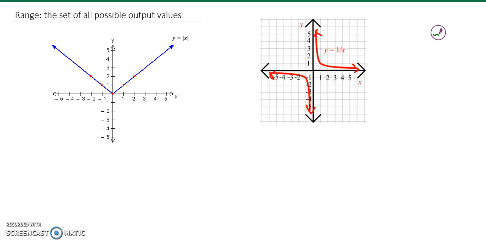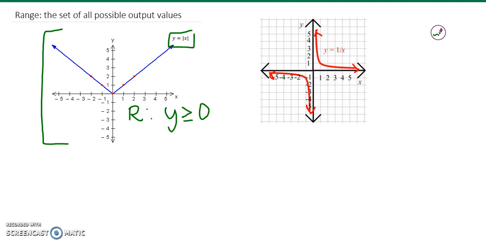In this video, we will look at the range, the set of all possible output values of a function, except we will relate the graph to the equation. In the first example, here, we have y equals the absolute value of x. Based on the graph, we can say that the range is y greater than or equal to 0.